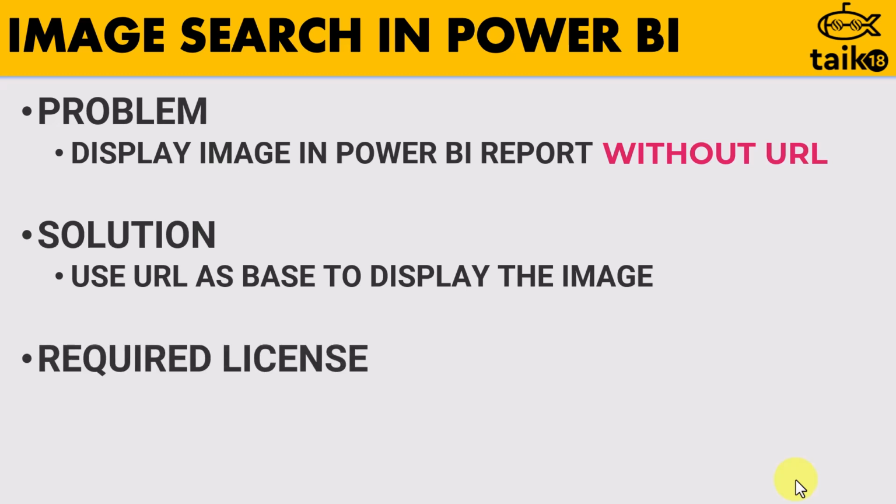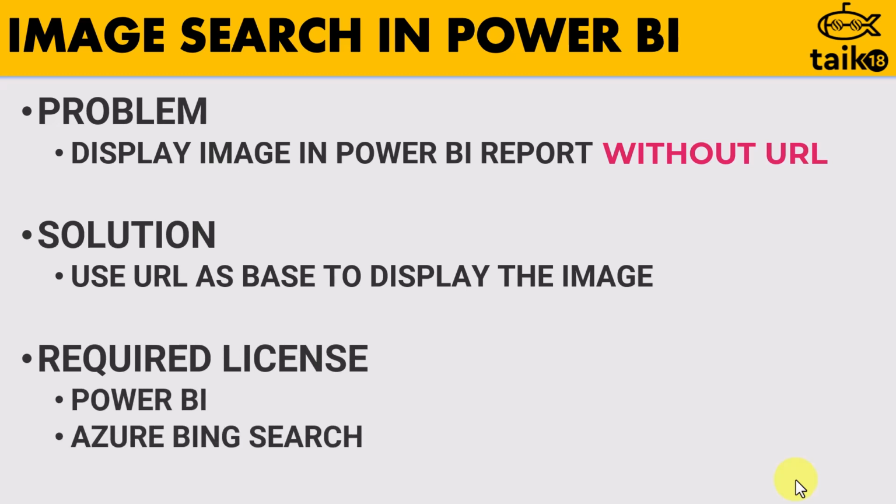To do that, the required license which you need is a Power BI license and then Azure Bing search. So you need to search in Azure using the keyword which is available in your data table, and then it will bring the URL dynamically and you can display that image here. How cool is it, right? So let's dig into that.